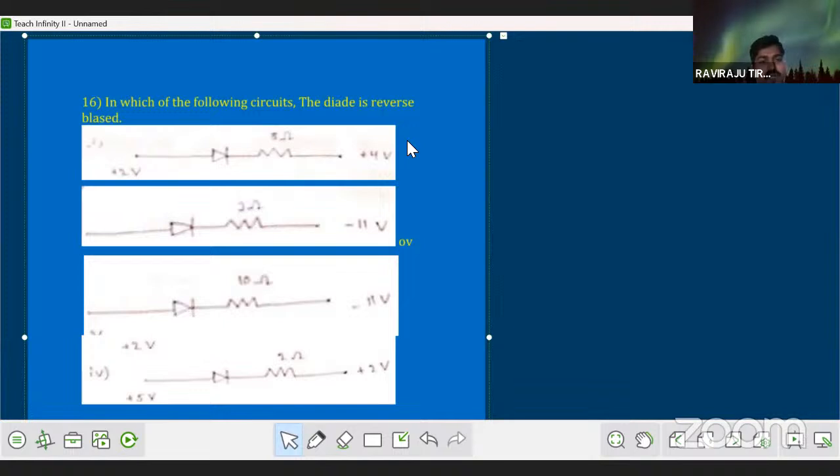ఫస్ట్ క్వశ్చన్ లో చూడండి, పాజిటివ్ సైడ్ లో పొటెన్షియల్ ఉంది కదా, 2 వోల్ట్ ఉంది. నెగటివ్ సైడ్ 4 వోల్ట్ ఉంది అంటే ఏంటది రివర్స్ బయాసే కదా. పాజిటివ్ సైడ్ ఎక్కువ వాల్యూ ఉండాలి జనరల్గా. Generally at positive side there should be more voltage. At negative side there should be less voltage. Current always passes from positive to negative of the diode. Diode never allows the current in opposite direction. It allows the current only in one direction, that is P to N. It never allows the current from N to P.